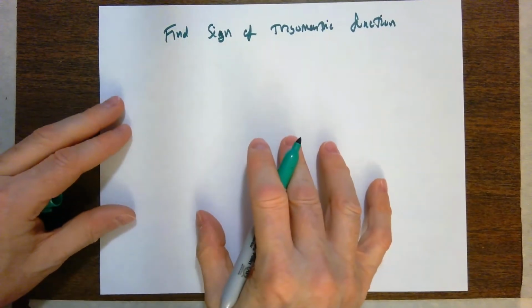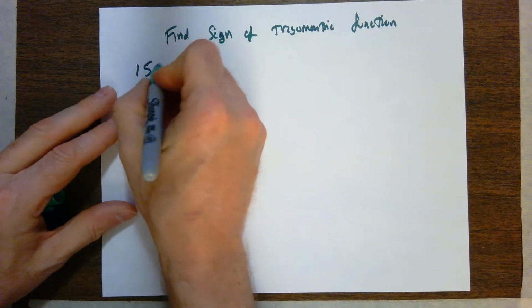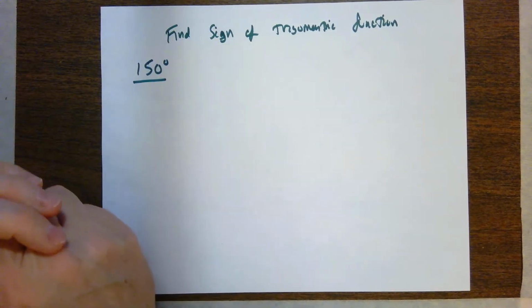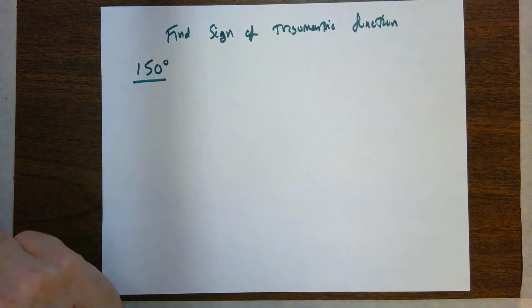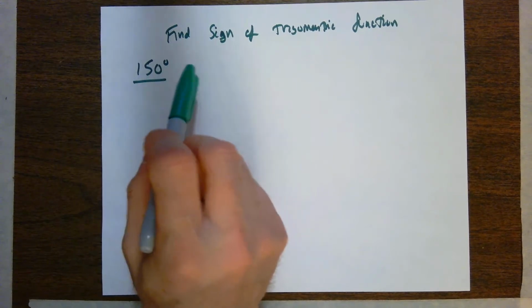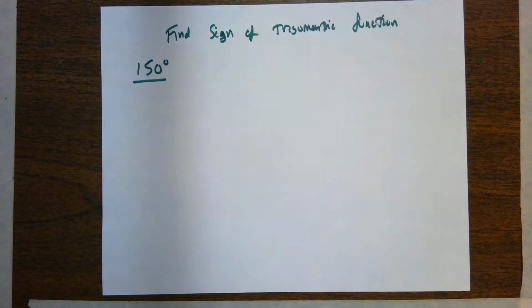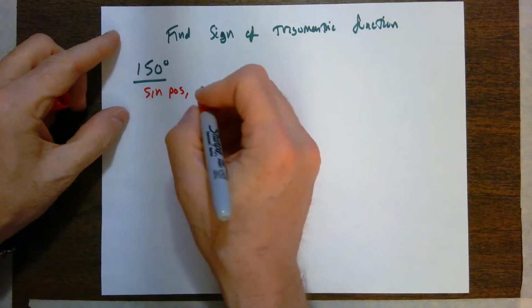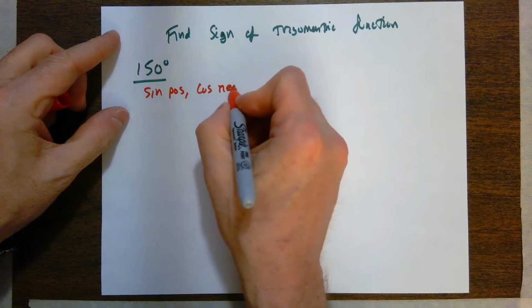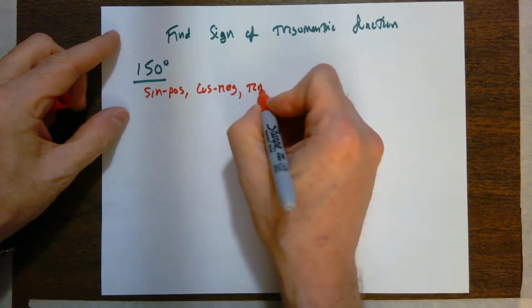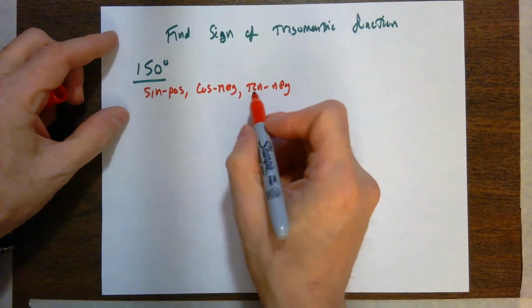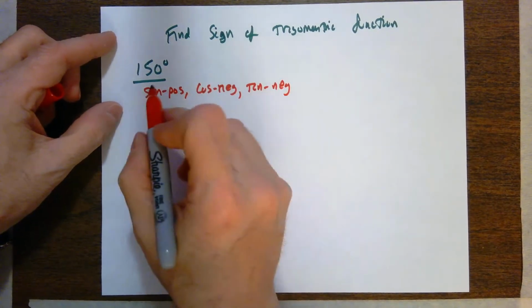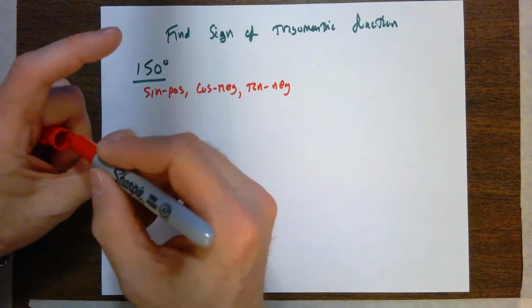So I'm going to give you an angle. Let's start with something like 150 degrees. And if I want to think about 150 degrees, I want to know which trigonometric functions are positive, which ones are going to be negative. Well, what quadrant? It's all about what quadrant. What quadrant is 150 degrees in? 150 degrees is in the second quadrant. So the sine is going to be positive. The cosine is going to be negative. The tangent is going to be negative. And therefore cotangent's negative, secant's negative, and cosecant would be positive.